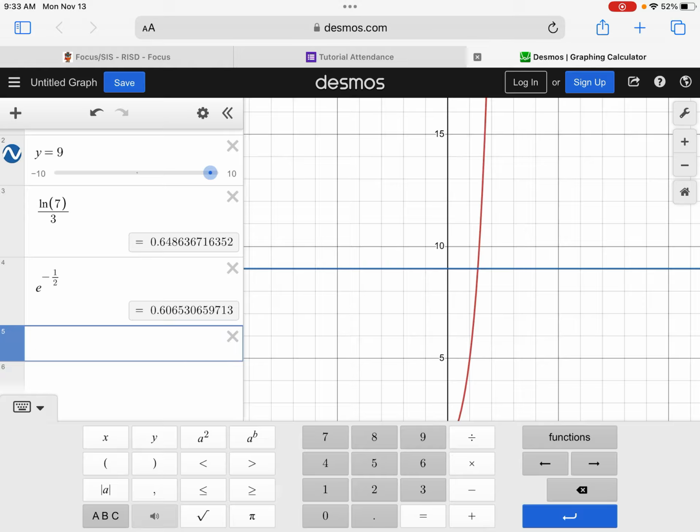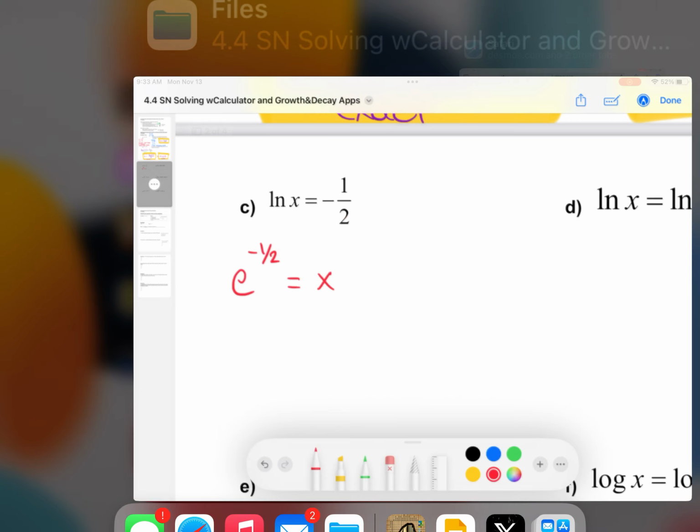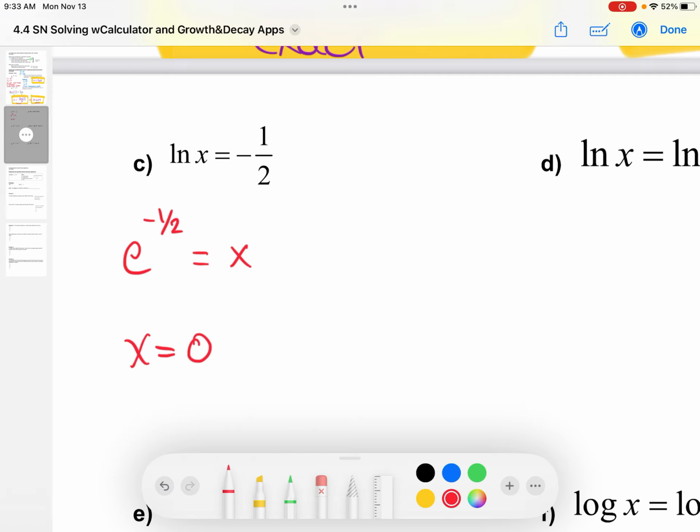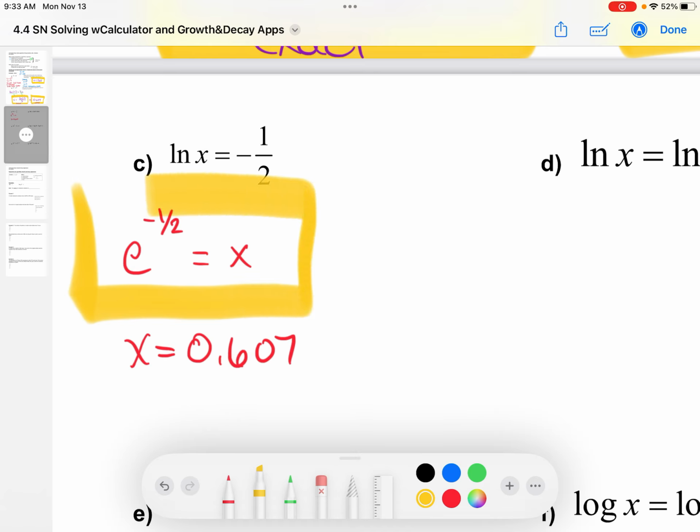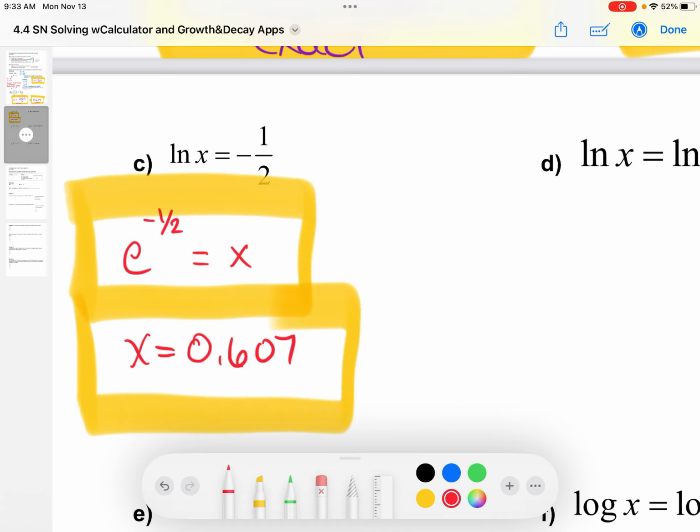So 0.607, because that 5 rounds it up. x is 0.607. e to the negative 1/2 is the exact answer, and 0.607 is the approximate.